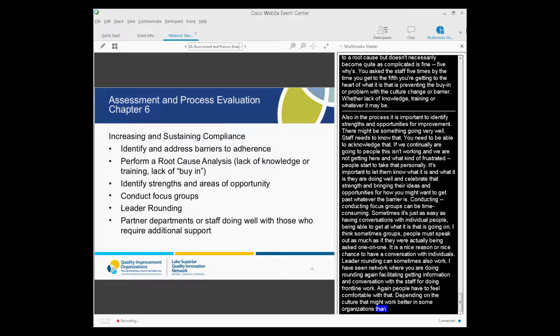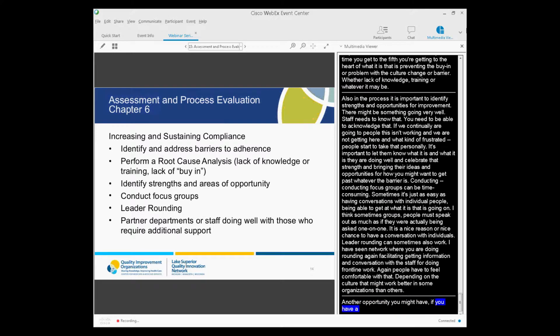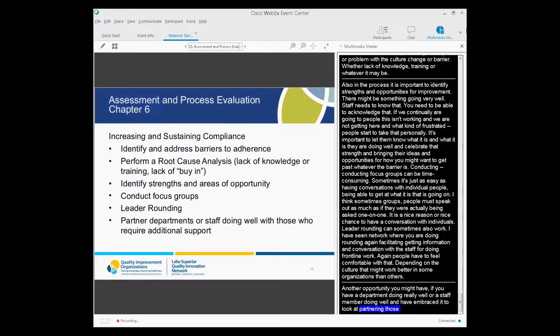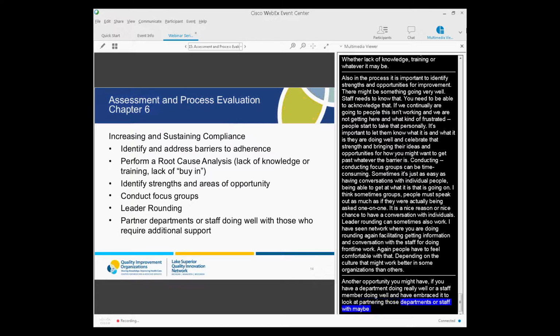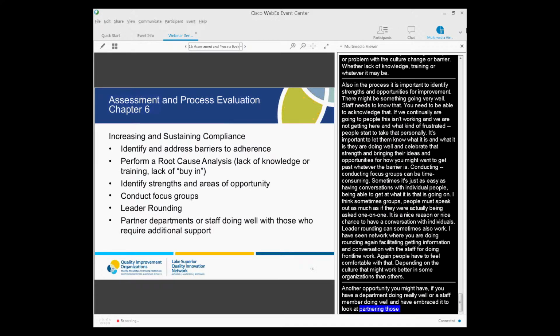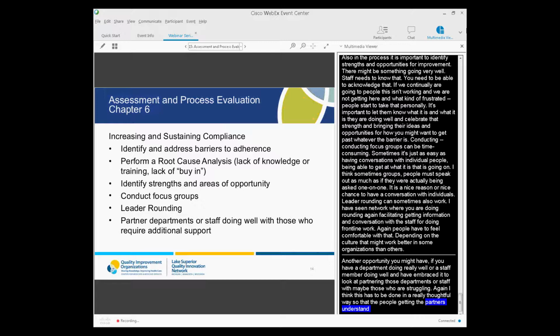opportunity that you might have is if you've got a department that's doing really well, or staff members who are doing really well with the change and have embraced it, to look at partnering those departments or staff with maybe those who are struggling. And again, I think this has to be done in a really thoughtful way so that the people who are getting the partners understand why it is, and they're willing and able to accept that.